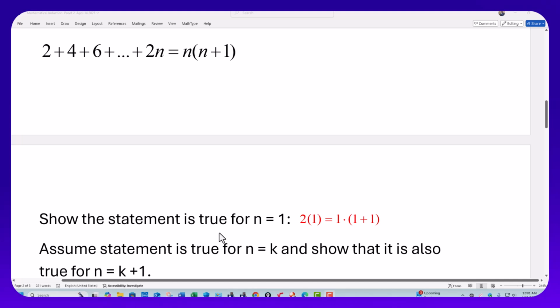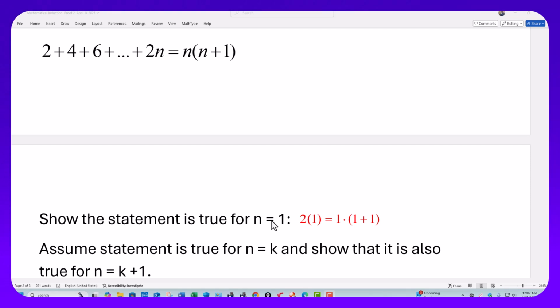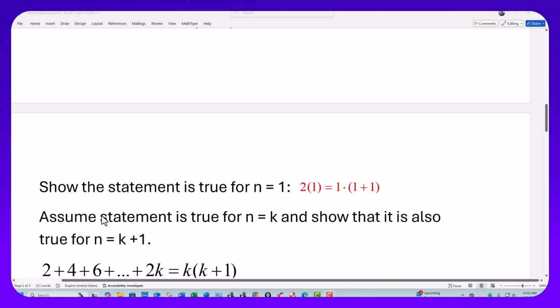Show the statement is true for n equal 1. So just plug it in. Put a 1 there, 2. On the right side, put the 1 where the n is. We have 1. 1 and 1 is 2. 2 times 1 is 2. It checks. So condition 1 is confirmed. You can do others, but all the theorem requires is that you test n equal 1. And then the next one's the one that's more involved.